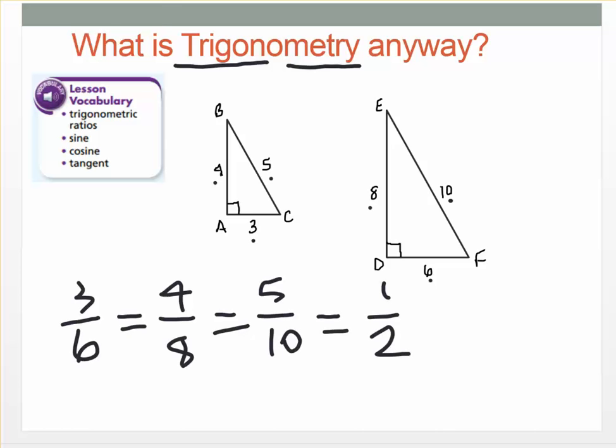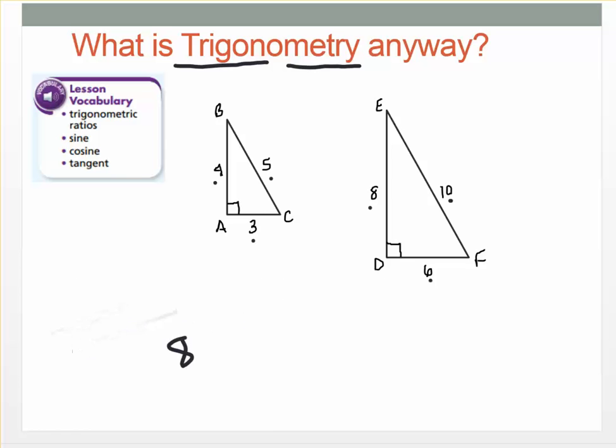Now, what I want to show you next is, I'm going to erase all of this so I can show you a different way of looking at this. What if instead of comparing side to side between the two triangles, we just looked at what happened when we compared sides within one triangle? So for kicks, let's say that we are going to use angle B as our reference angle. I'm going to make a dot at angle B, so everything we talk about is going to be from the perspective of angle B.